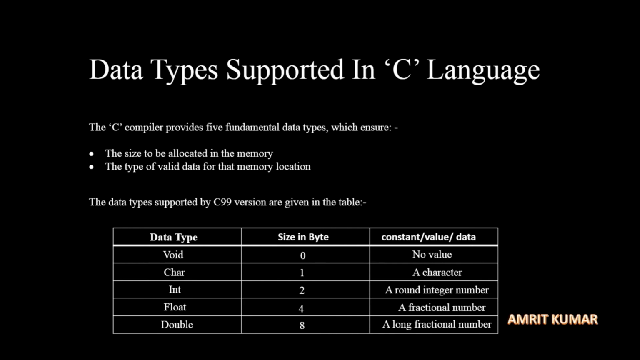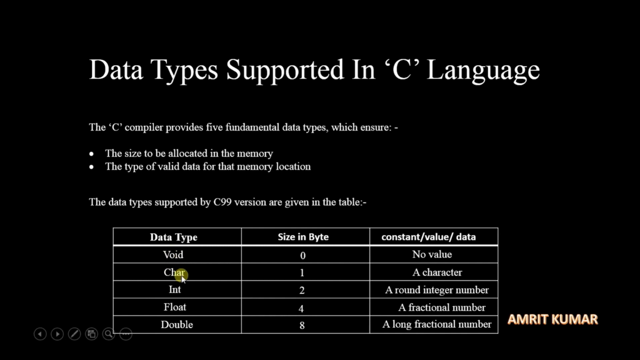Now let's look at the data types supported by the C99 version, given in the table. These are all the data types which we are going to use in C language. Let's look at the void data type. The void data type size is 0 byte, that is, no value. It is empty. We can say void is an empty data type.